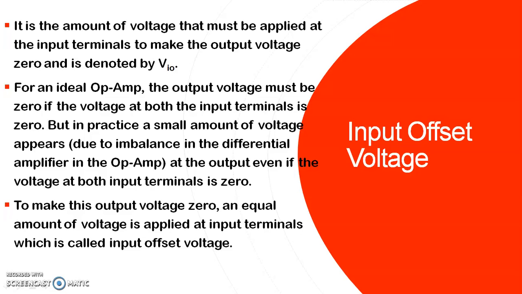Here I stands for input, O is for offset. So what is input offset voltage? It is the amount of voltage which we have to apply to cancel the default amount of voltage which appears at the output even if I don't apply any voltage to the input terminals.